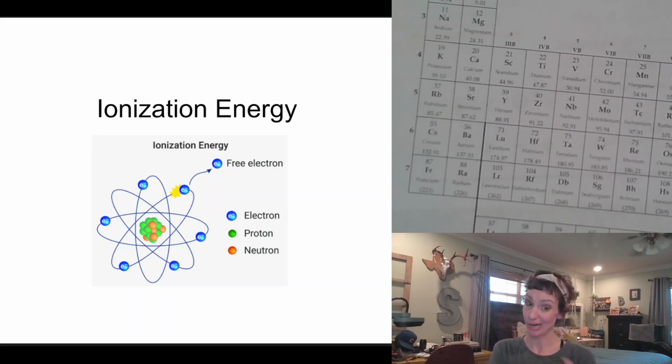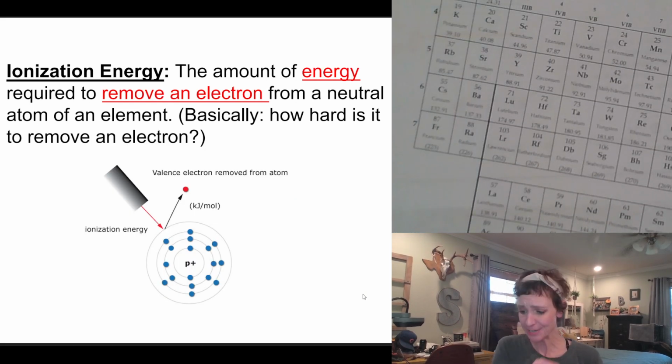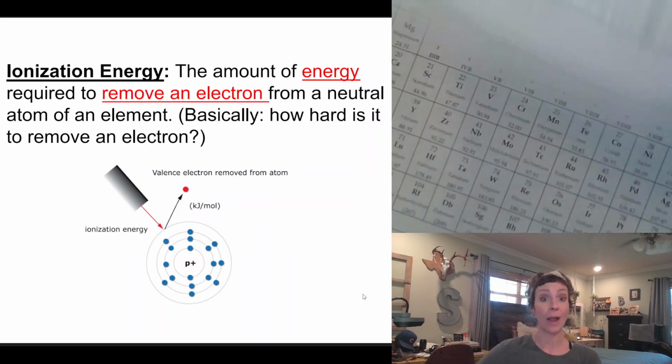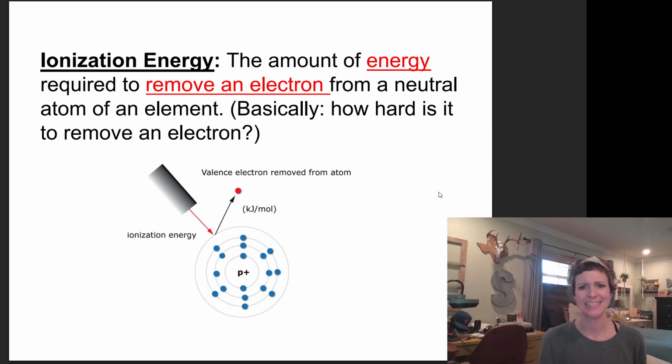I've got a picture here, and it literally is showing an electron flying off of the atom. And y'all, that is what ionization is. So let's unpack ionization energy. Ionization energy, by definition, is the amount of energy required to remove an electron from a neutral atom of an element. So basically, how hard is it to remove an electron? How much energy is required to rip an electron off of the valence shell of my atom?